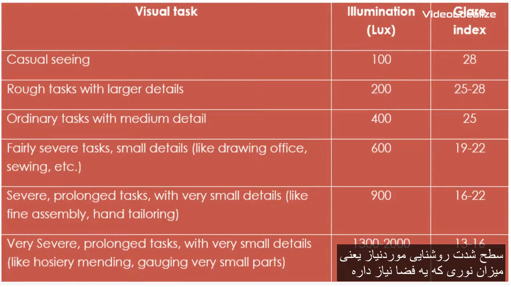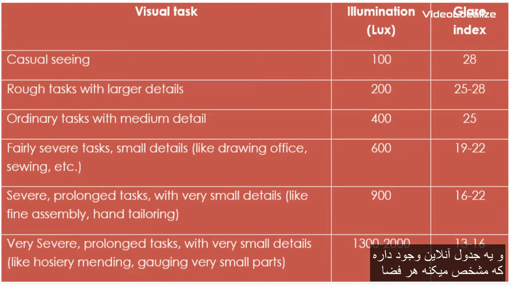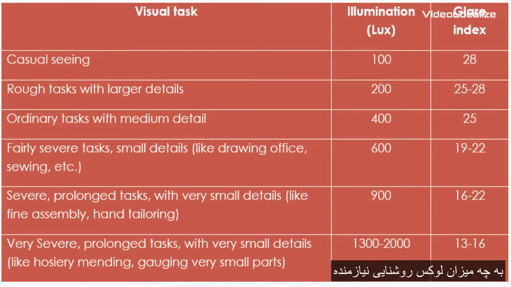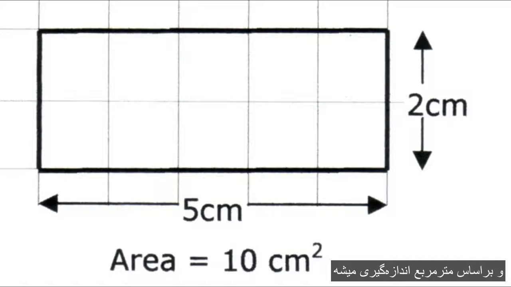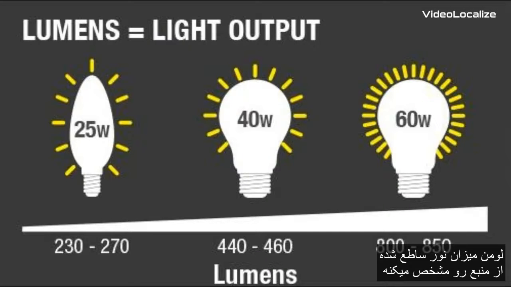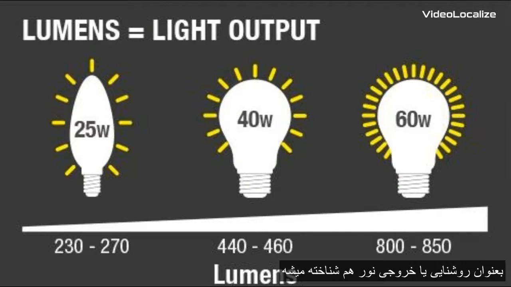The luminous level required is how much light a space needs, and there's a table online specifying each space and how much lux it needs. The area is the length by width for the space and is measured in square meters. Lumens is a measurement of light emitted by a source. This is also known as brightness or light output.